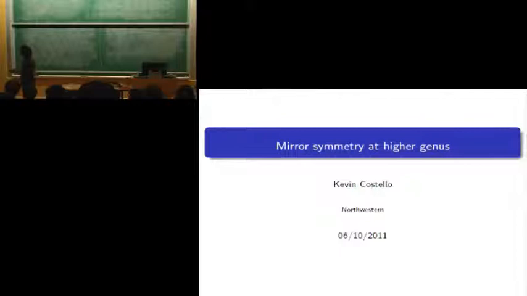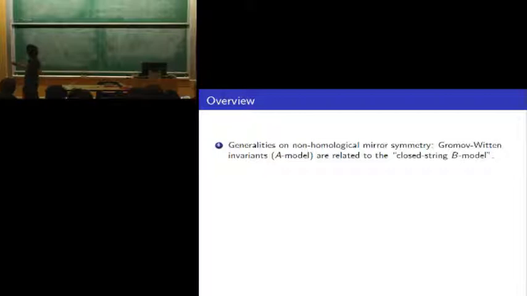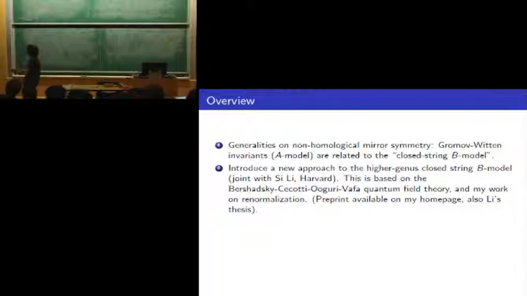So what I'm going to be talking about is non-homological, like preconceived mirror symmetry. Back in the 90s, you wanted to relate Gromov-Witten invariants to something called the closed string B model. So I'll be describing some work I did with C. Lee, who is not here. I think he had to go back to Harvard, where we analyzed this BCOV quantum field theory.